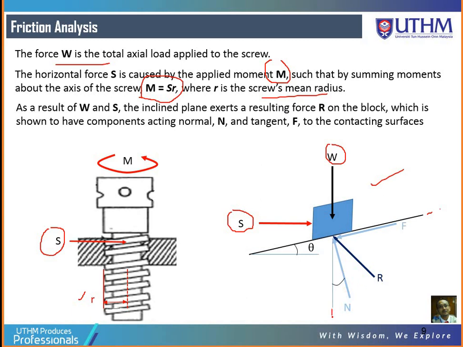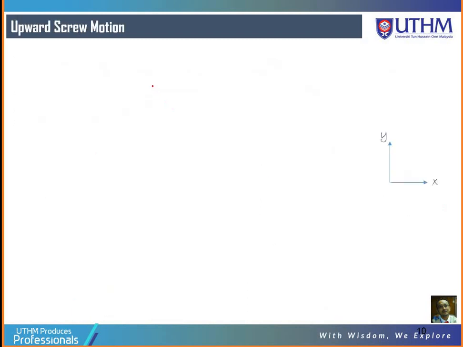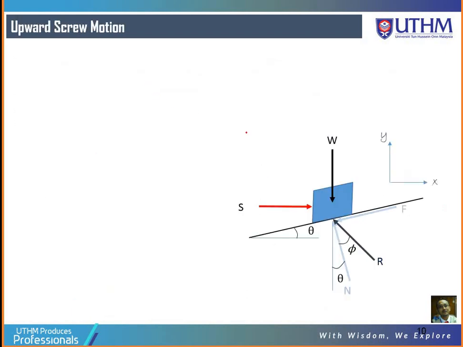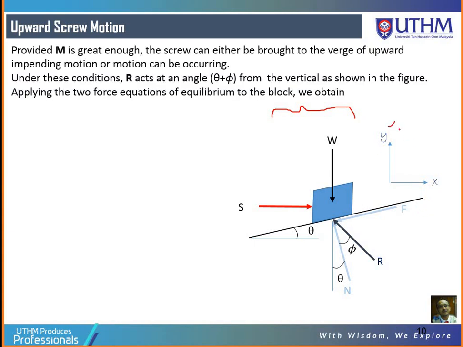So what we have is a normal force, and another force we name R. Let's say this is the vertical line in line with W. This angle is alpha, and this is phi. Next is the upward screw motion. In any upward screw motion, this figure will really help. Let's say this is the y axis, this is the x axis. Provided the moment M is great enough in this direction, the screw will be brought to upward motion.